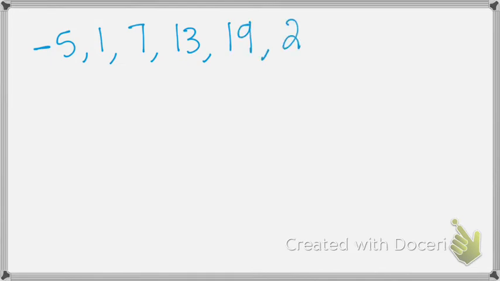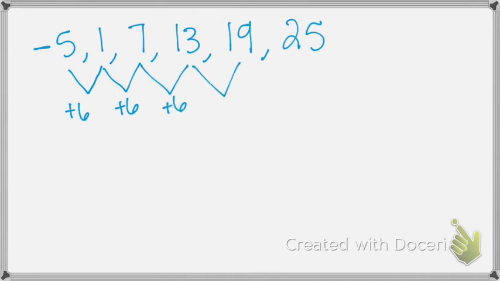So we are given -5, 1, 7, 13, 19, and 25. Before we start, we need to see what the common difference is, okay? From -5 to 1, what do we have to do? We have to add 6. Is 1 plus 6, 7? Yes. 7 plus 6, 13. 13 plus 6 is 19, and 19 plus 6 is 25.